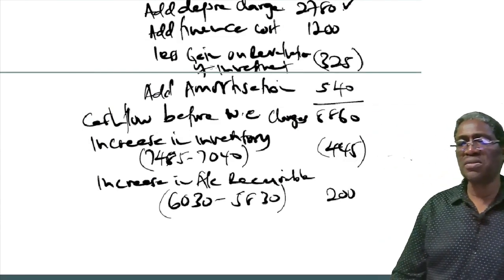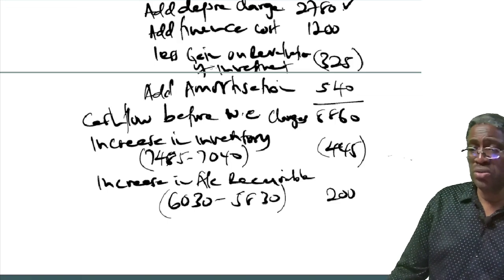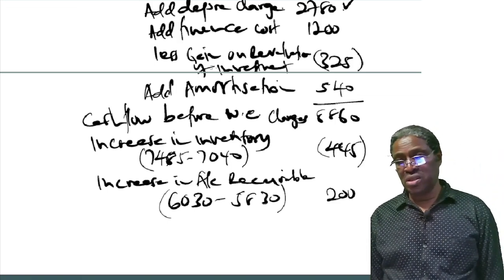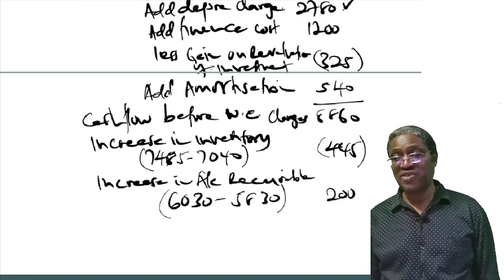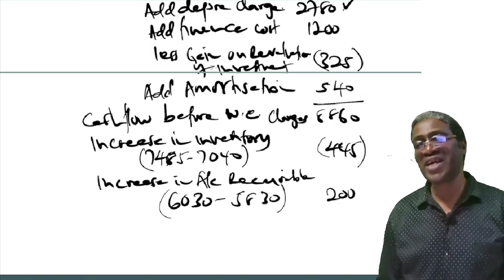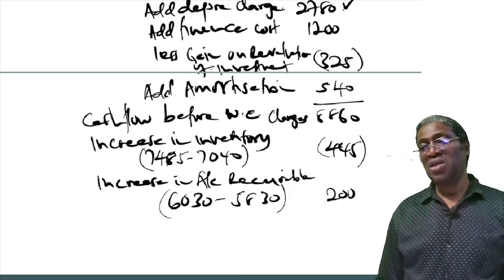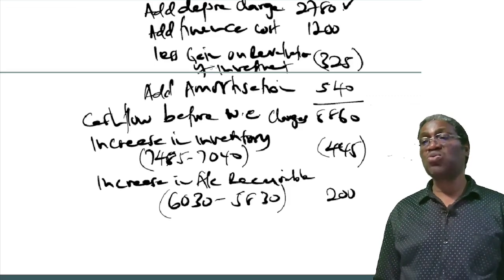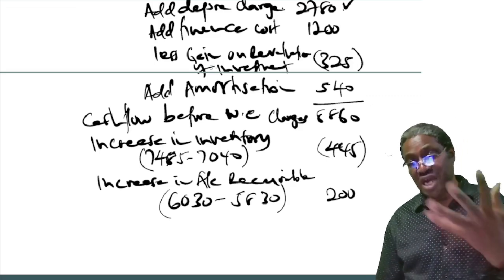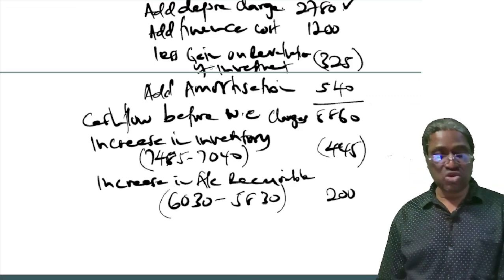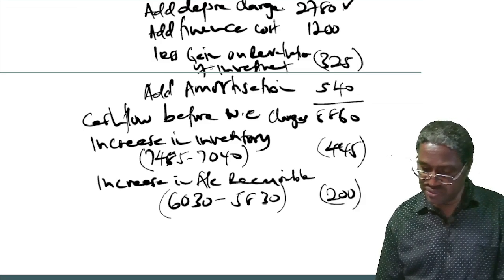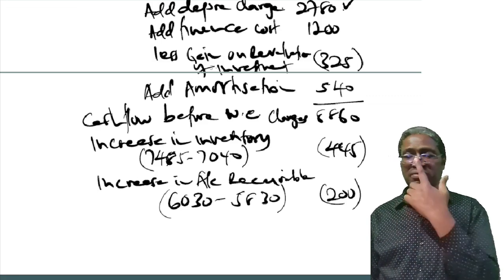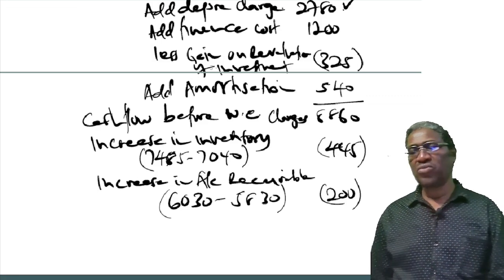You all know that if our debtors went down, the company must have received 200. If the credit debtors were going down, then it means we must have been paid by our debtors. So that would have been an inflow. But now there is an increase, automatically another negative. Good. That is a negative. We move on.